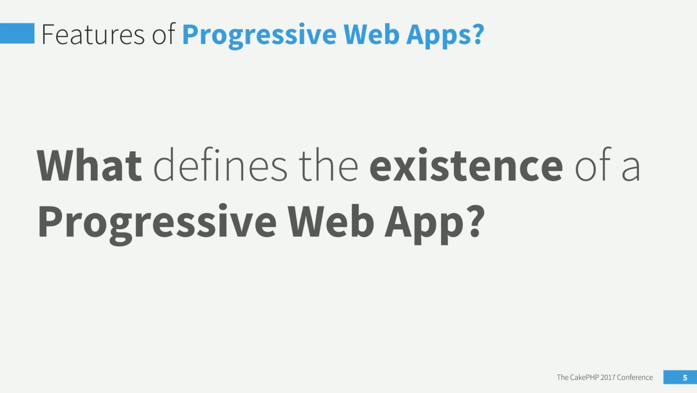All right, so what defines the existence of a progressive web app? Now, what makes a web app progressive? I'm sure some of you have been coding in CakePHP for how many years now? Maybe 8, 9, 10. Anybody coding for 15? All right, okay. So now, when you build an app with CakePHP, let's go back to when we started building for the web.